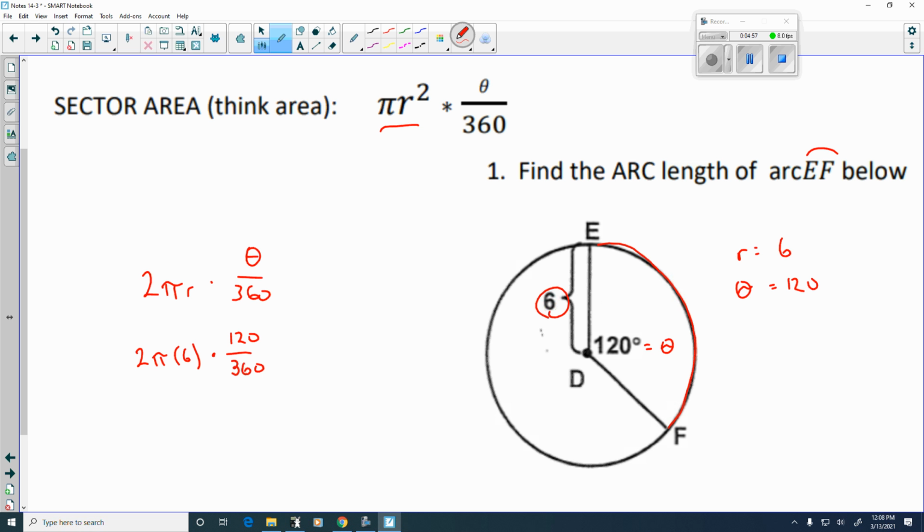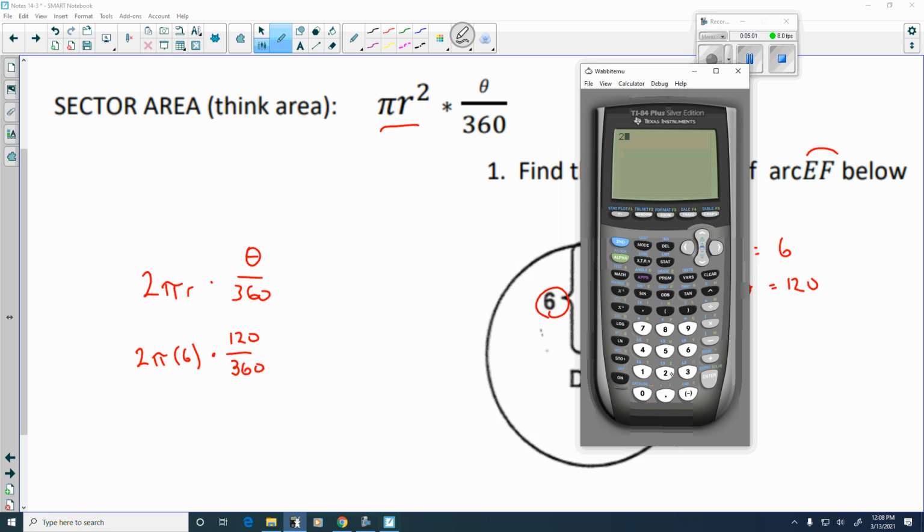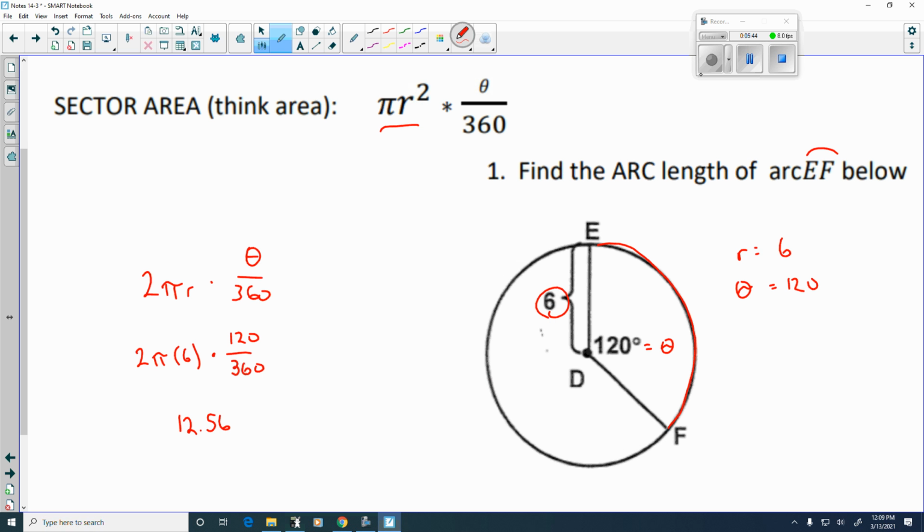So now I have this that I'm going to type into my calculator. So I've got 2 times 3.14 times 6 times, and now we'll do a fraction, alpha F1, hit enter for fraction, and it's 120 over 360. That's 12.56. Now that is the length of this arc. So I'm going to put some units on here. If this was in inches, then this would also be in inches. The units are going to be the same for the arc length.